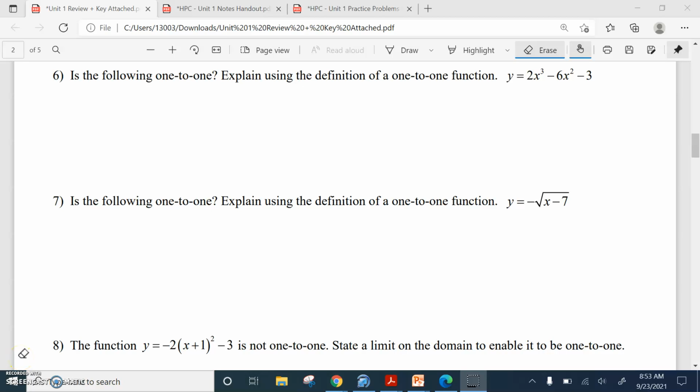Okay, in this video we have questions 6, 7, and 8 at least. We'll try and get through all those. And question 6: is the following one-to-one? And then explain your answer using the definition of a one-to-one function.